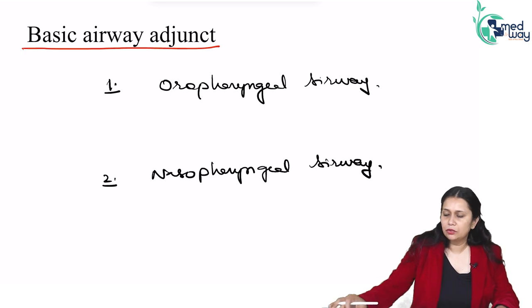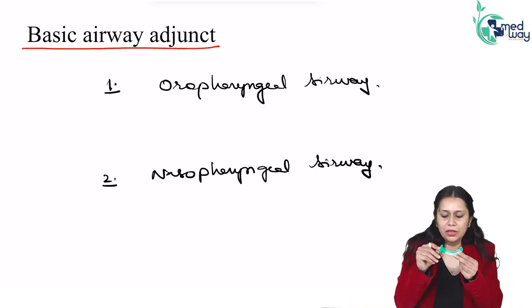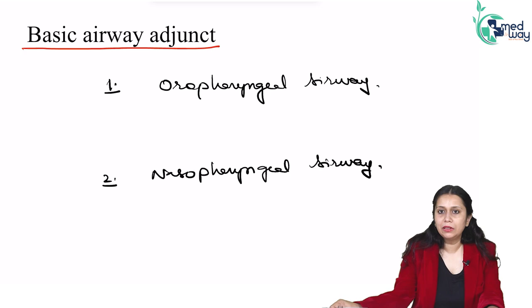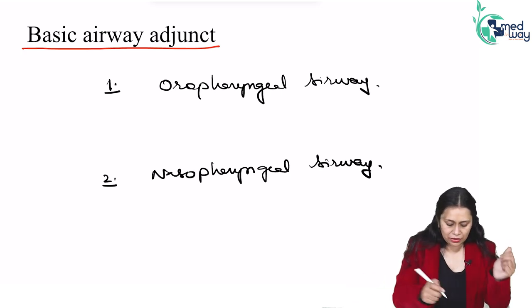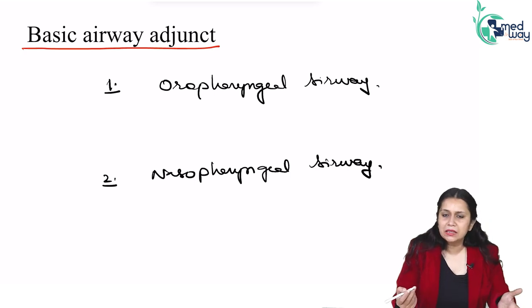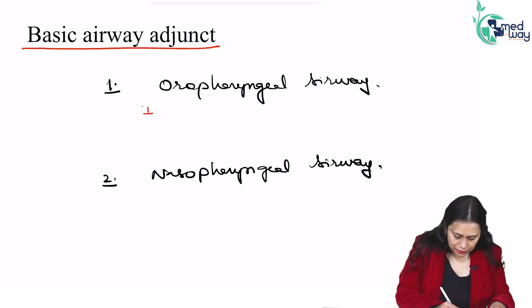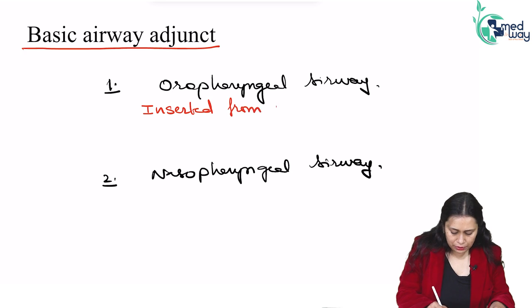Oropharyngeal airway. So I'll show you, this is the oropharyngeal airway. Okay, I'll describe the parts of it and the advantages and disadvantages. And then we have the nasopharyngeal airway. This is the nasopharyngeal airway. As the name suggests, the oropharyngeal airway is inserted from the oral cavity and remains in the oropharynx.